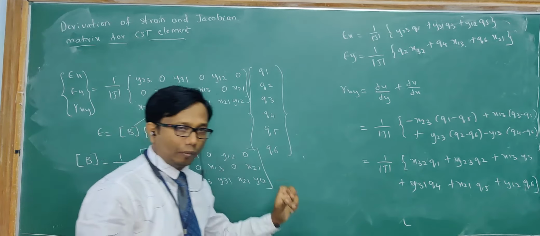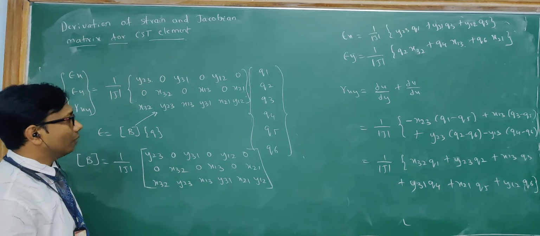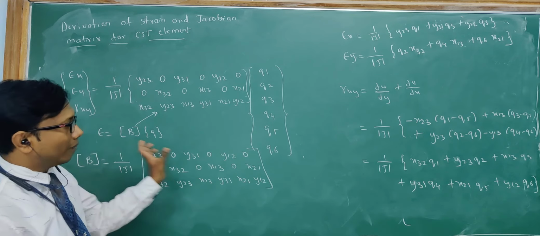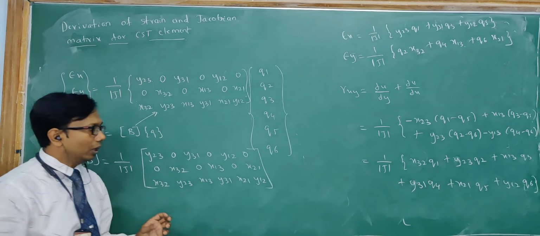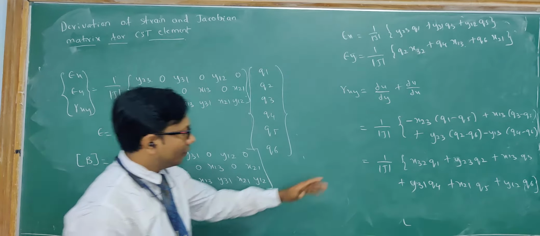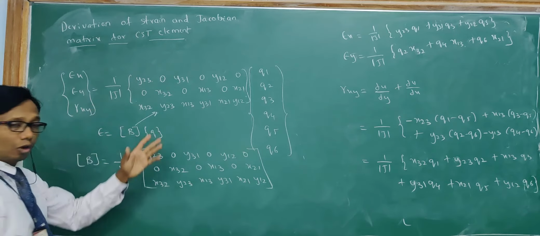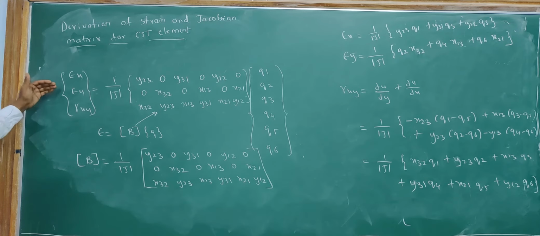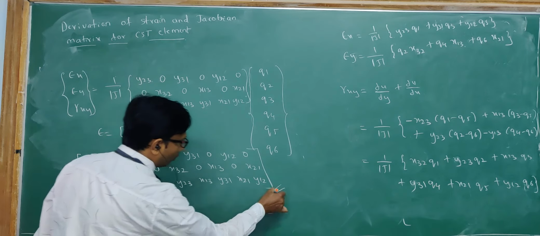The problem was to find the J inverse, so we got the value of J inverse here. That is the Jacobian matrix which you need to remember, and you need to get the values correctly there. After the Jacobian matrix is calculated, with just cross multiplication you got the values of epsilon x, epsilon y and gamma xy. So this is the important derivation you need to practice.